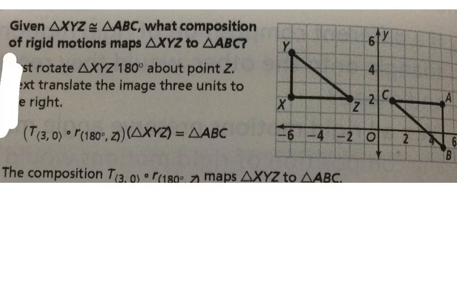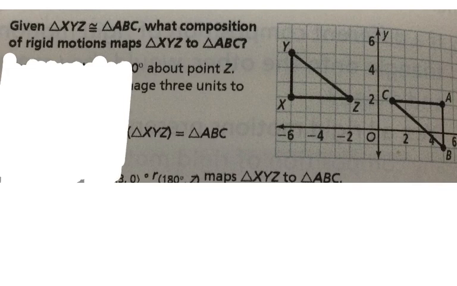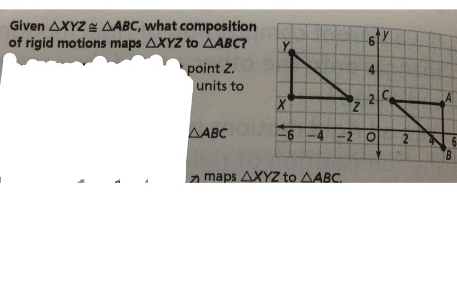Okay, so it tells us here, it says triangle XYZ is congruent to triangle ABC. So it tells me right off the bat, if they're congruent, that means there's some way I can map XYZ to be directly on top of ABC. And they want to know what composition of rigid motions will do that. So basically we're going to be doing what we did last section, except we're going to be coming up with how we move it from XYZ here to ABC. And you can use any of the rigid motions that we have looked at. So what do you guys think?